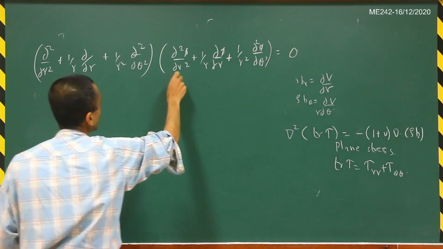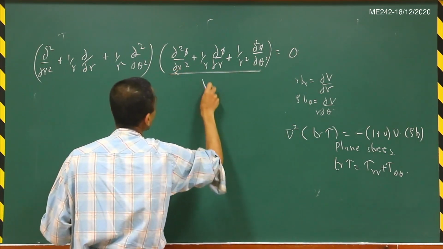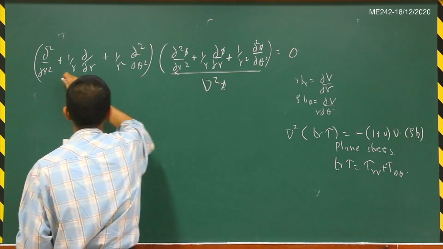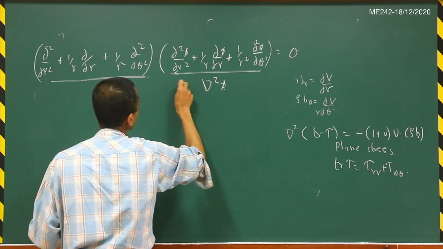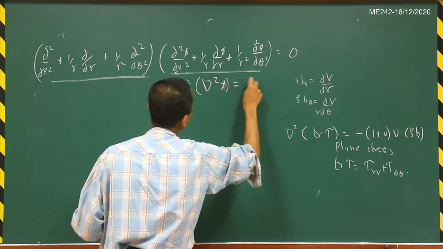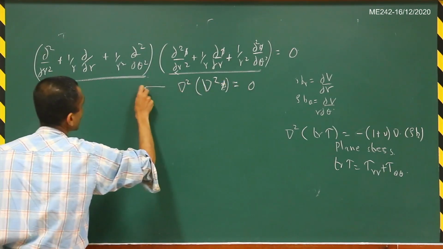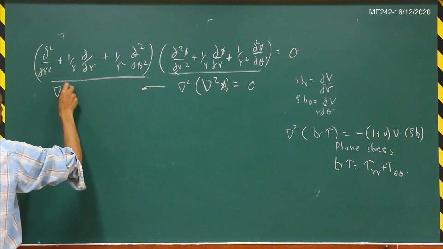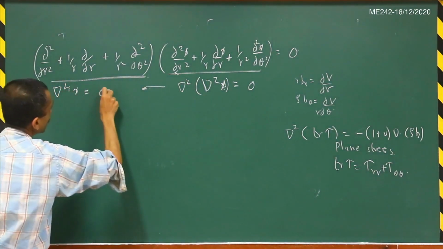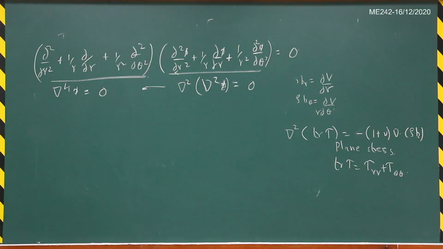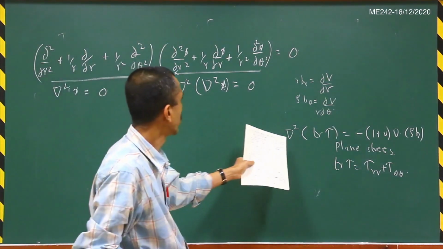So this is nothing but del square of phi. This is del square of phi, and then this is again your del square operator. So this is del square of del square phi is equal to 0, or this is the biharmonic equation. So that is del raised to 4 phi is equal to 0. This is what you will get after you substitute it into this governing equation.